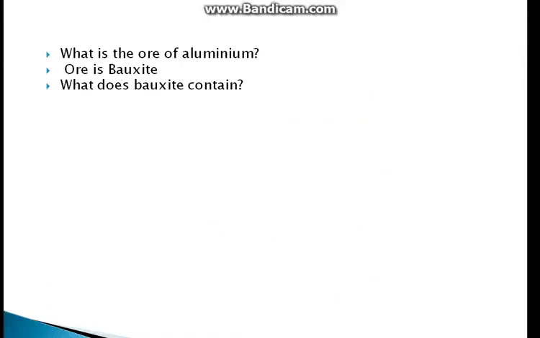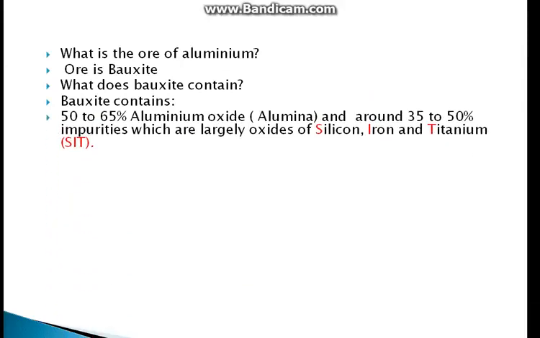What does bauxite contain? Well, bauxite contains 50 to 65% aluminium oxide, which is also called alumina, and around 35 to 50% of impurities, which are largely oxides of silicon, iron, and titanium. You can use the word SIT to remember the impurities. So oxides of SIT, meaning oxides of silicon, iron, and titanium, are the impurities that are present in the bauxite ore.